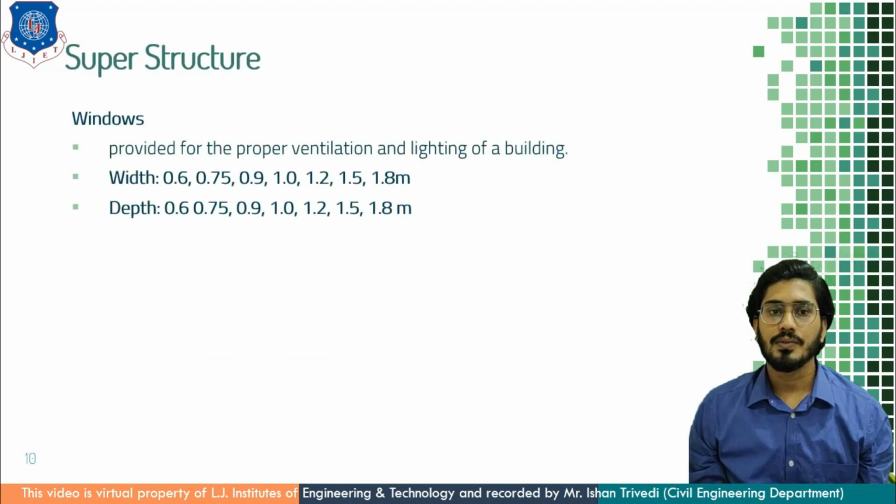Next is windows. Windows are provided for proper ventilation and lighting of the building. Remember here, it is provided for proper ventilation and lighting of a building. The width of the window varies with its location and the purpose to be served. Sometimes it is used in a staircase for ventilation and lighting purposes. It is used at a corner or center for achieving good elevation or aesthetics. So the size of the window depends upon the purpose to be served in a building.